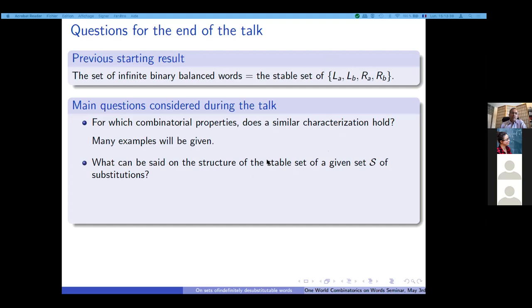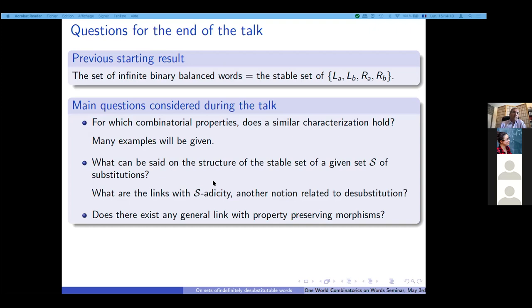A second question that I will consider is: what can be said on the structure of a Stabert set, or more precisely, on the Stabert set of a given set S of substitutions? And for many people, maybe one question is: what is the link with SIDCT, which is another notion that maybe you know about and which is related to substitutions? And maybe I will have time also to explain why this property of preserving morphisms is important in this context.